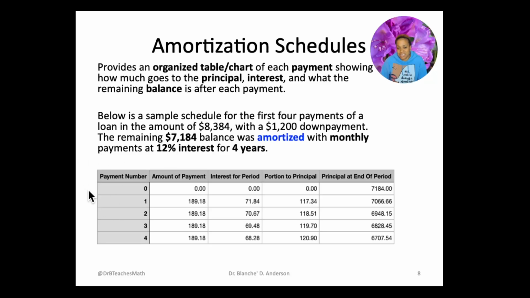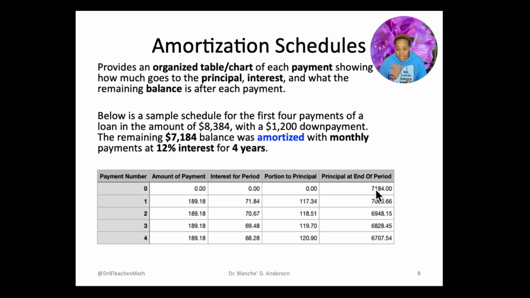So below, this is just an example of a loan of $8,384. They made a down payment, and so this $7,184 was the remaining balance that was amortized, meaning they created a payment that covered the principal and the interest: monthly payments, 12% interest for 4 years. And then this schedule just kind of shows you, okay, this was my beginning. And then when I make a payment, this amount went to the interest, this amount went to the principal, and then this is what was remaining. Now, if you notice, the interest is what goes to the financial institution because this is what they're charging you.